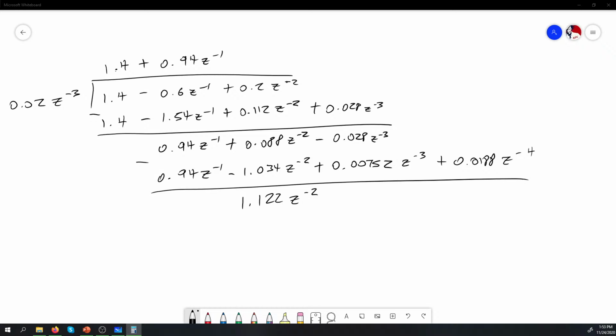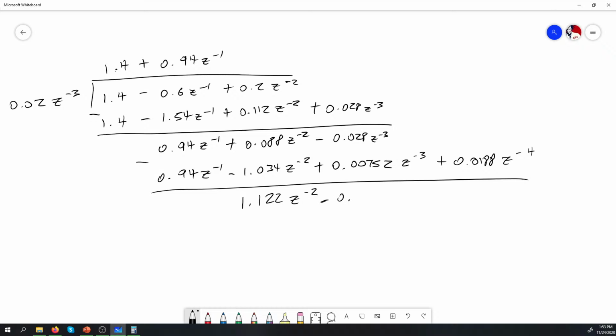Then 0.028, it being in minus. So negative 0.028 minus 0.00752 gives us minus 0.03552 z to the minus 3, minus 0.0188 z to the minus 4.